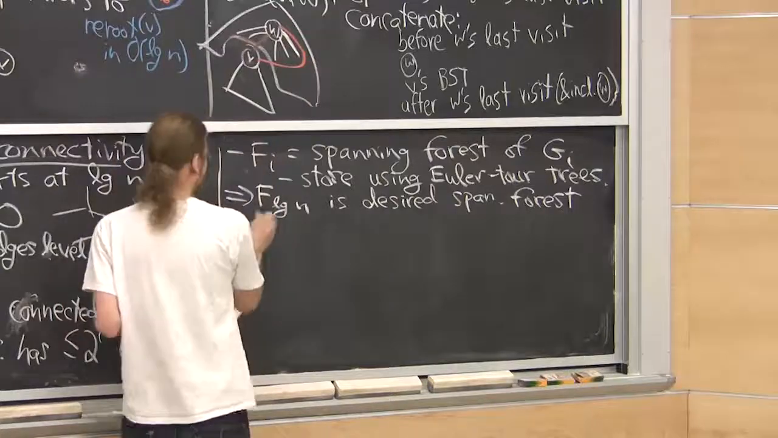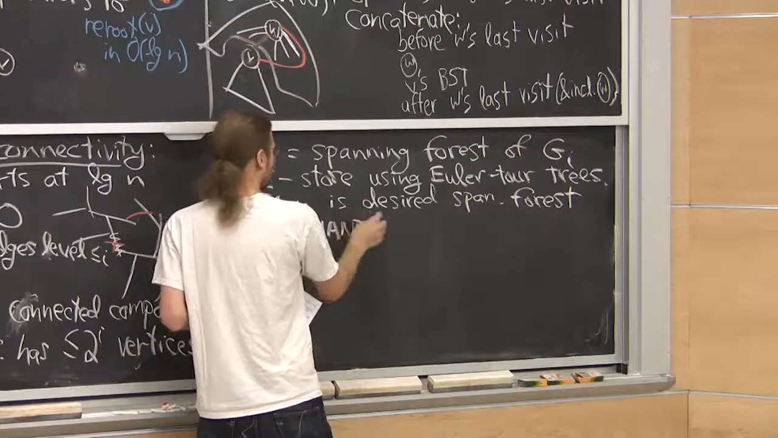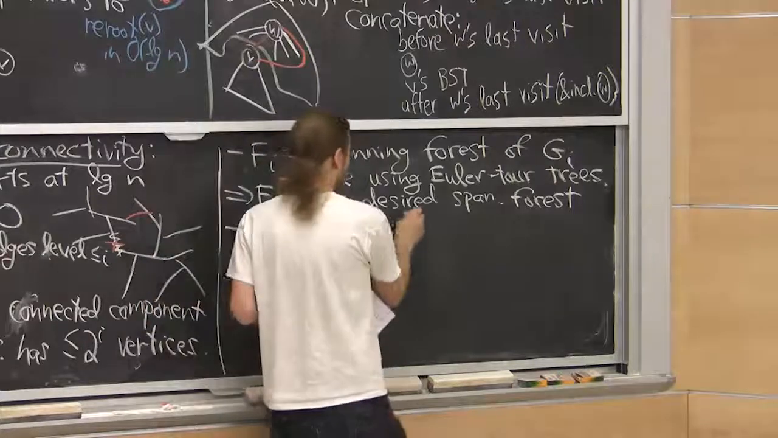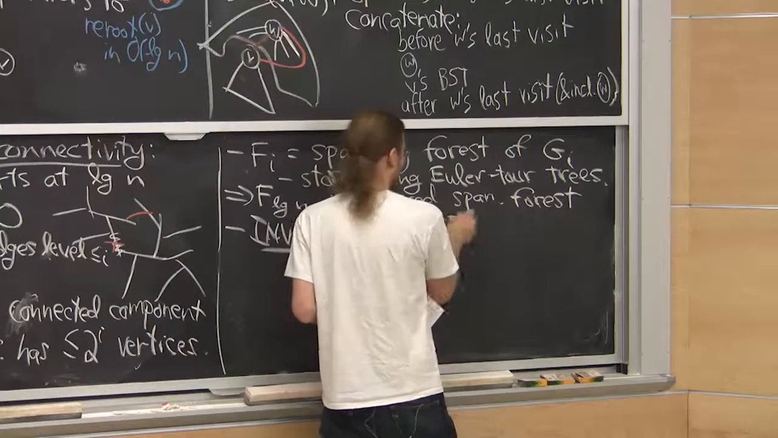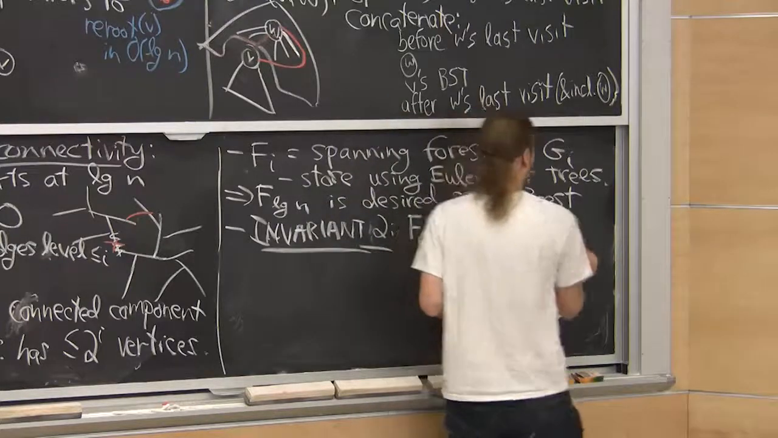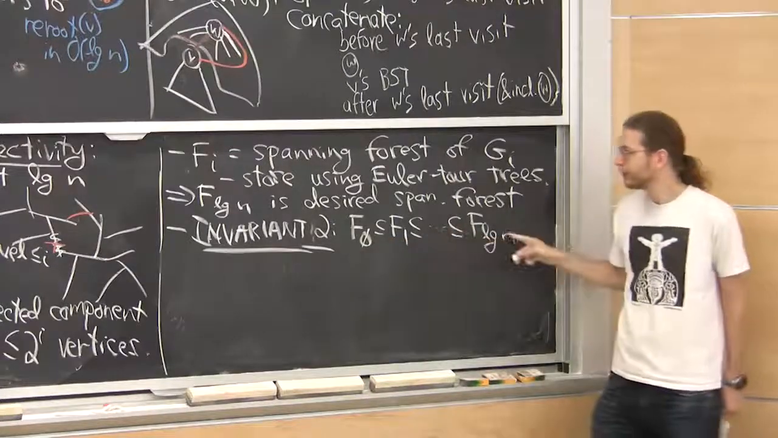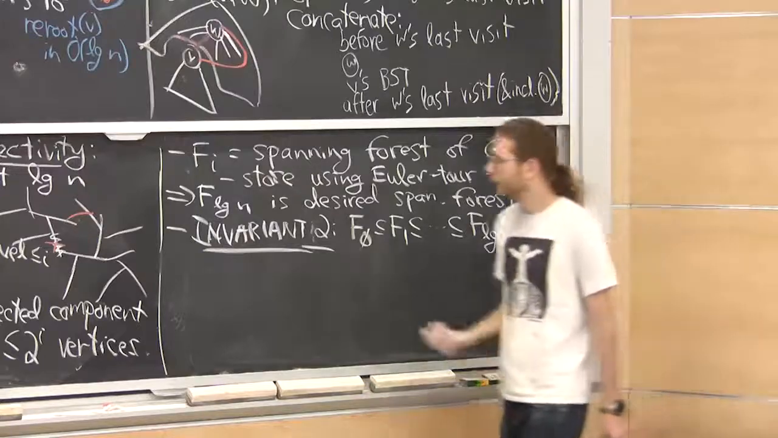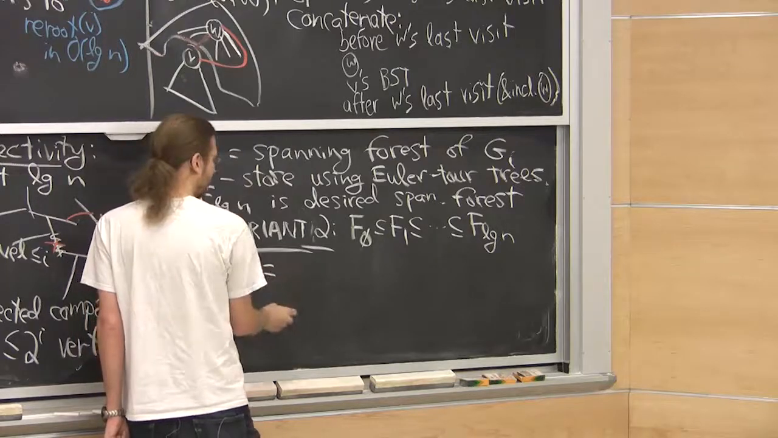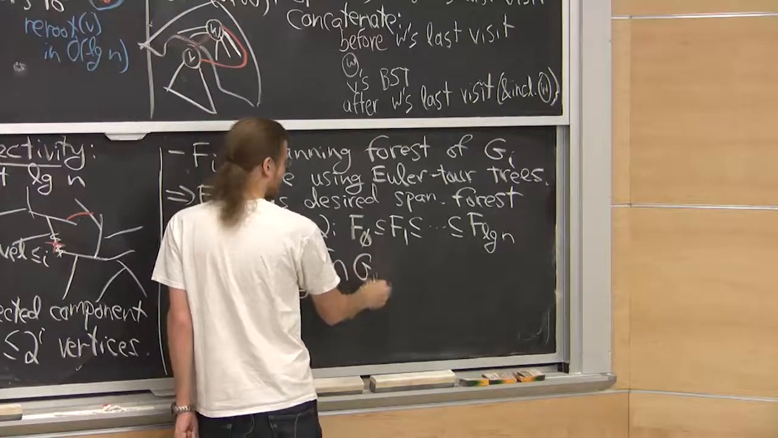Okay, now second invariant. This is where things get interesting. Invariant 2: forests have to nest. So F_log n, of course, has the most edges. F_0 is going to have the fewest edges, but I want them to be contained in this nested structure. All this is saying is that there's really only one spanning forest, F_log n. F_i is just F_log n, but restricted to the edges of G_i.